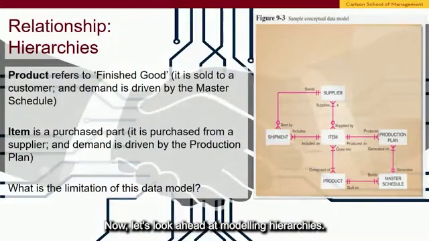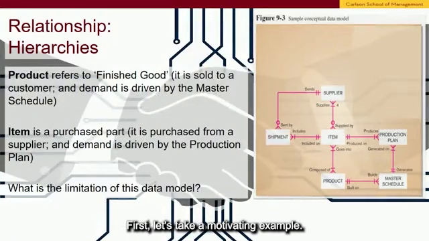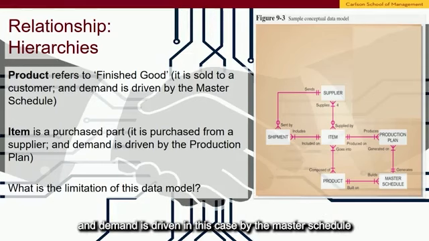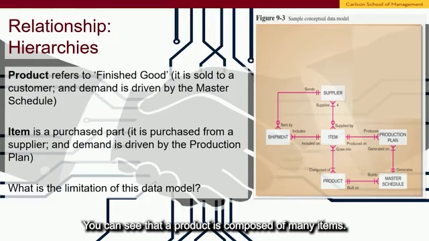Now let's look ahead at modeling hierarchies. This is the last concept that we'll cover related to ERDs. First, let's take a motivating example. In this ERD, product refers to a finished good that's sold to a customer, and demand is driven in this case by the master schedule, which is represented on our diagram by an entity. An item, on the other hand, is a purchase part, purchased from a particular supplier. And you can see that a product is composed of many items.